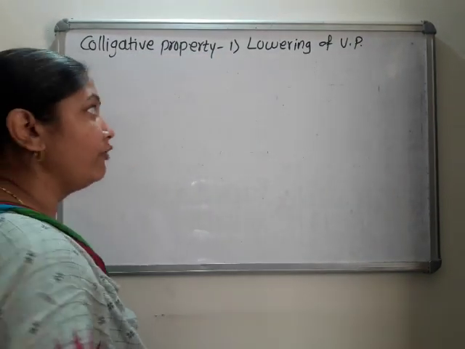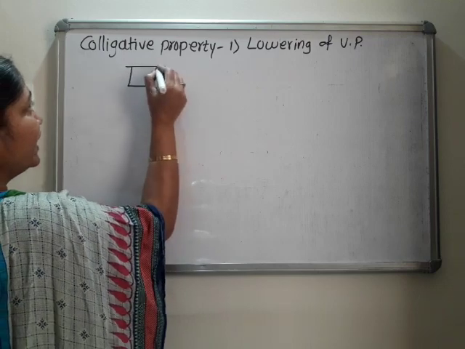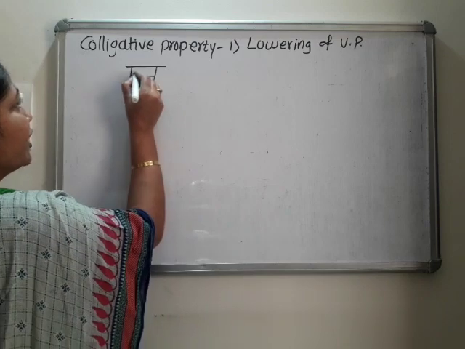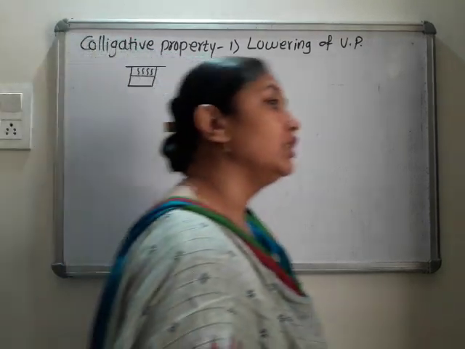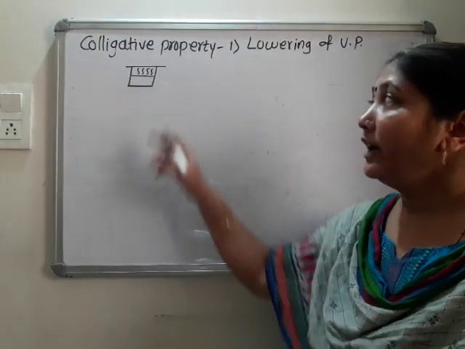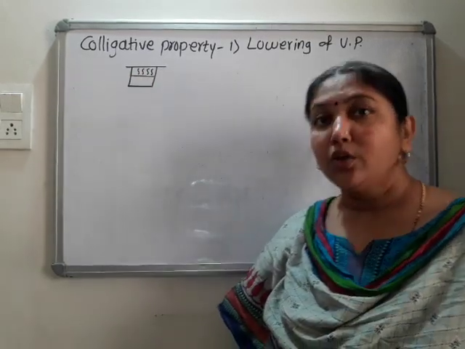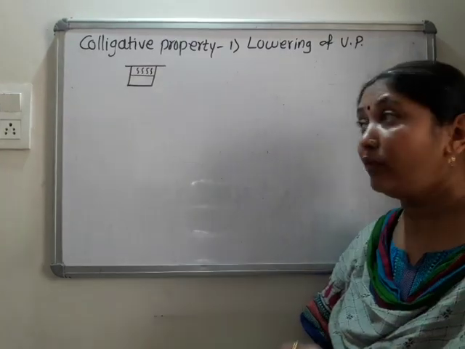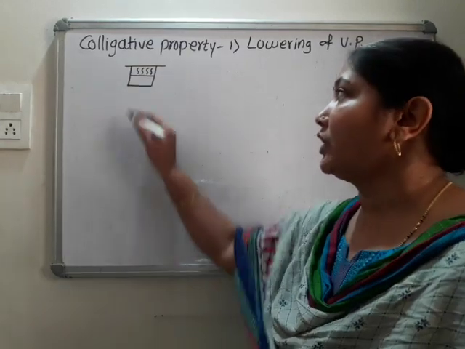Everybody knows what is meant by vapor pressure. So here one closed container containing pure solvent is taken. The vapor of this solvent exerts some pressure on this liquid. Equilibrium is attained, right? The rate of condensation and rate of evaporation become equal. At that time, whatever pressure is exerted by this vapor on the liquid is called vapor pressure.